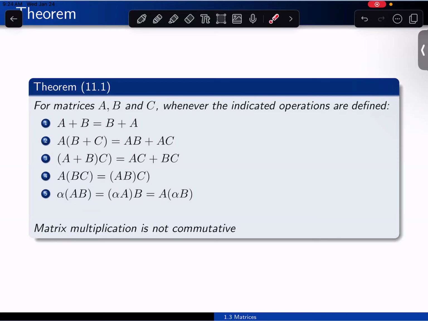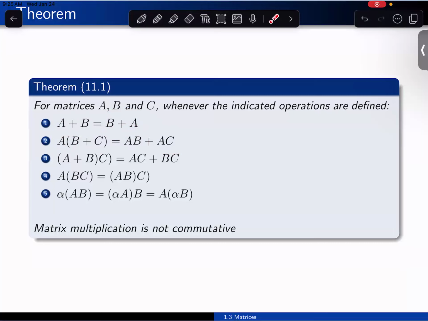So if we have 3 matrices, A, B, and C, we have the following properties. Unlike multiplication, if you add 2 matrices with one another, it's going to be commutative, meaning you can switch the order in which you add the matrices. So A plus B is equal to B plus A. You can distribute matrix products over sums. So if you have B plus C in parentheses, you can distribute A over the sum. So this is the same as A times B plus A times C, just like with real numbers. So that should be pretty familiar.